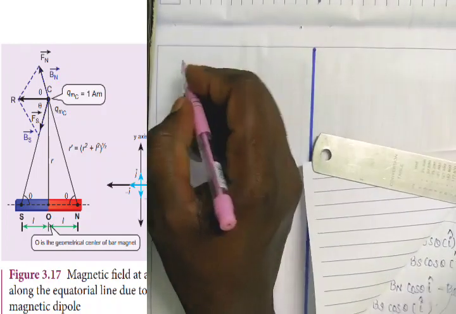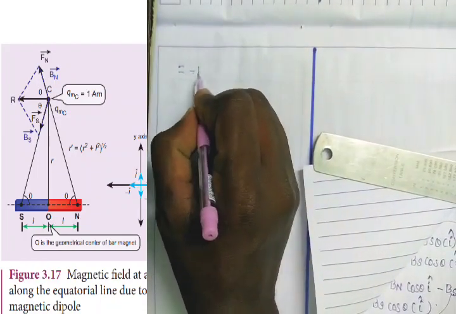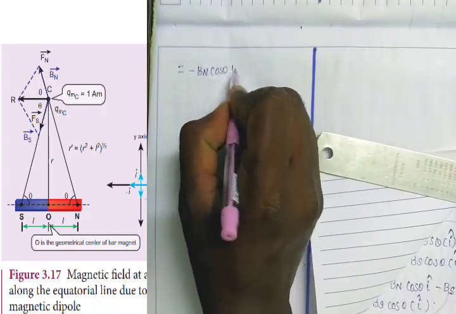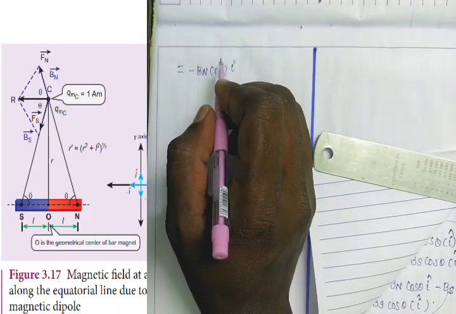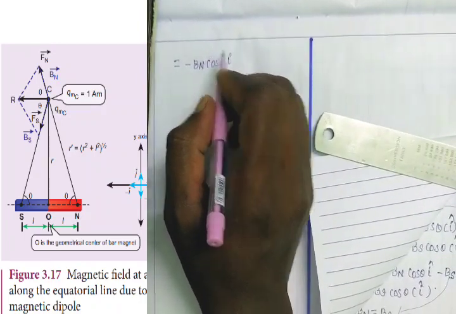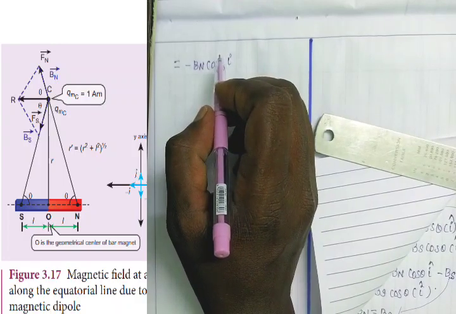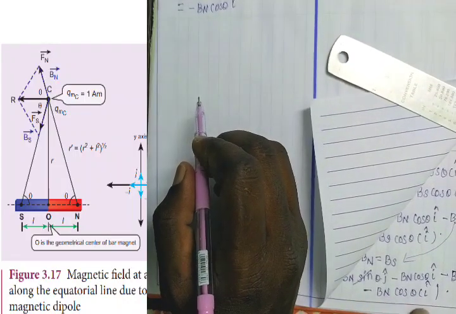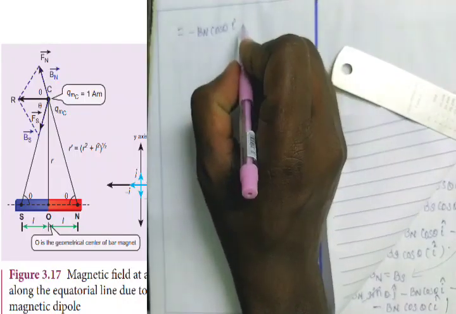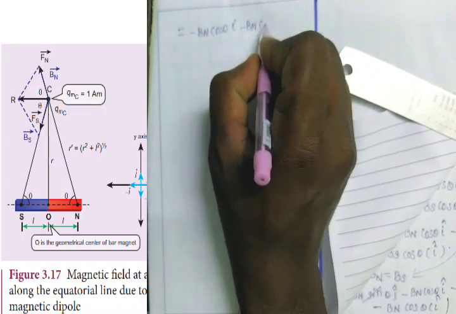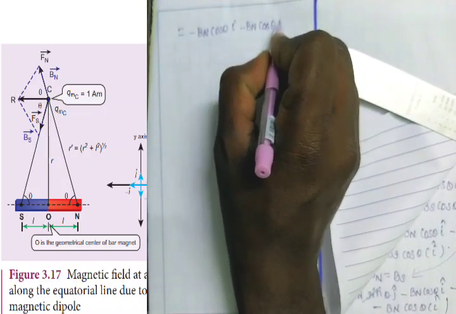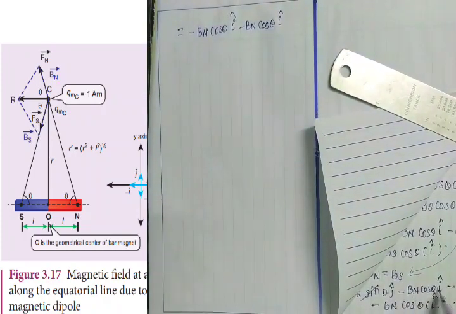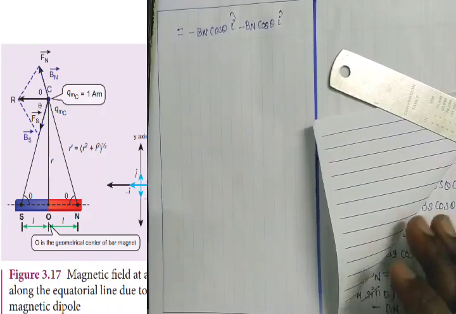minus Bn cos theta i cap, minus Bn cos theta i cap. What is the last one? Minus Bn cos theta i cap, same. So minus Bn cos theta i cap. Second one and fourth one, minus Bn cos theta i cap and minus Bn cos theta i cap.